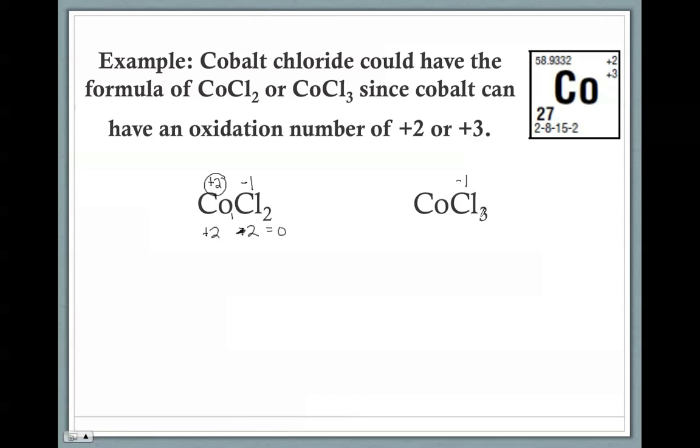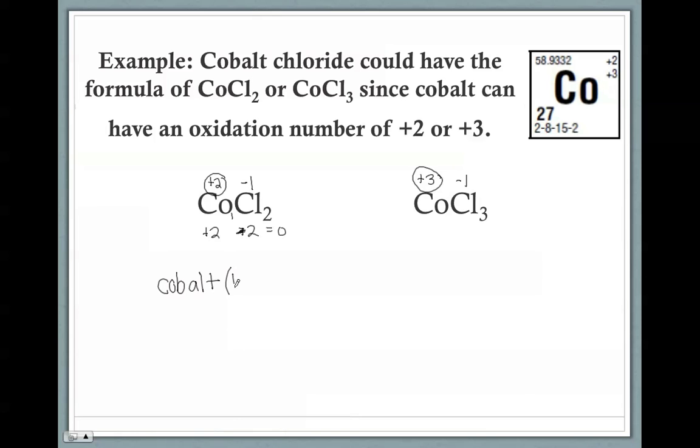I have 3 of them, which means negative 3 charge on this side, which means this cobalt is my positive 3. Okay, so how I differentiate these is by using a Roman numeral to show which formula goes with which oxidation number. So I'm going to write cobalt like I normally would. Again, cobalt has more than one possible oxidation number. You can see that here.